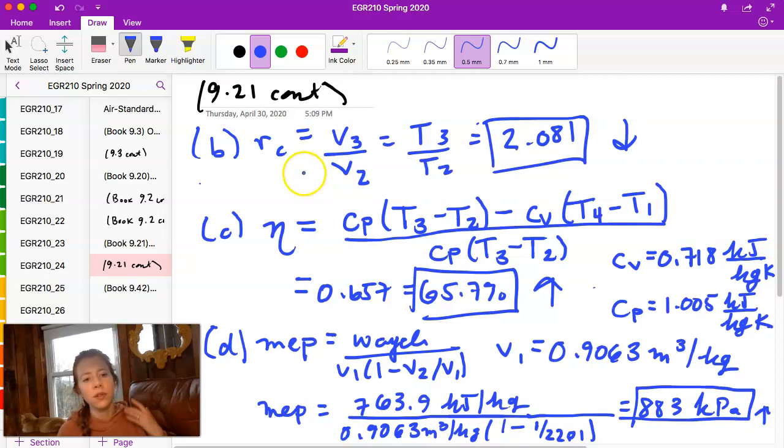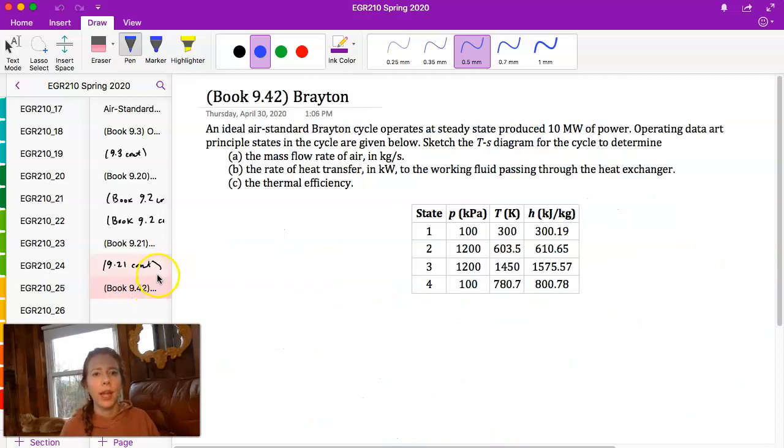So if you're ever told to do the cold air standard assumption, you use constant specific heats at the lowest temperature of the cycle. All right, let's look at one more together. And now we're looking at the Brayton cycle.